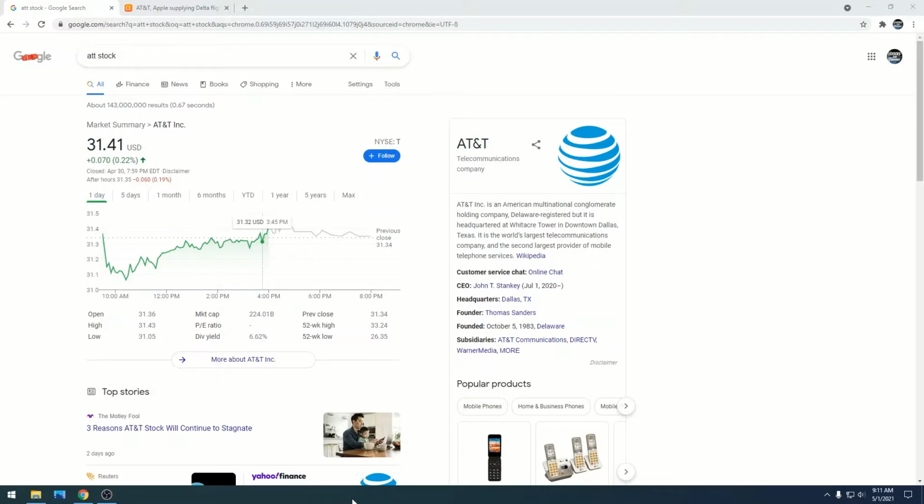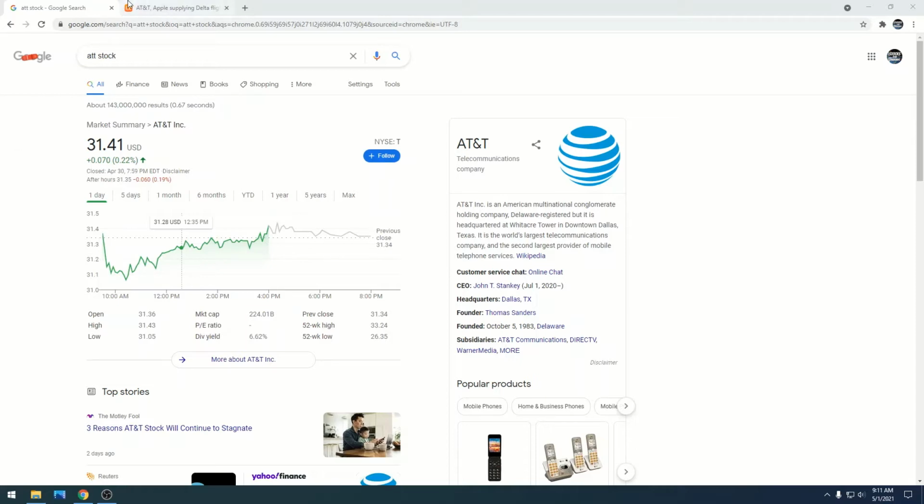All right, AT&T stock is at $31.41 with a market cap of $224.01 billion. So we are staying steady in this $30 range. I think we're going to slowly keep creeping up. Only time will tell, but I think this might be AT&T's time where they're going to start moving on up and set a new base in the $30 range.